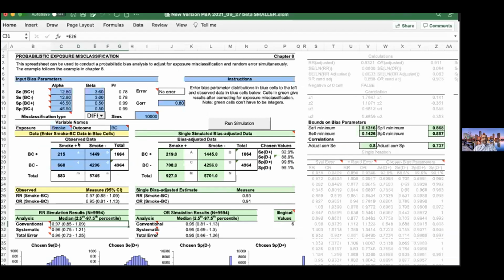And so we had spreadsheets for summary level corrections, and then we had SAS code that we used for record level corrections. So you can see here, just like before, you input the distributions for the sensitivity and specificity in the blue, you enter the data in blue, you tell it how many simulations you want to run, and you hit the run button. And all the stuff over here is doing all the calculations and all the simulations, and you get your results down in the green.